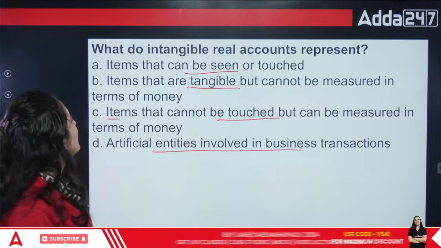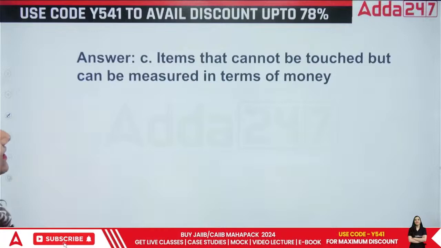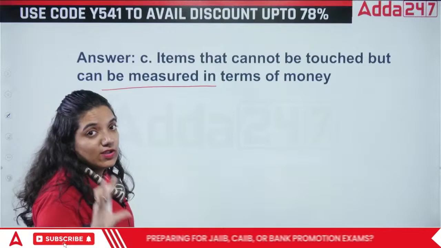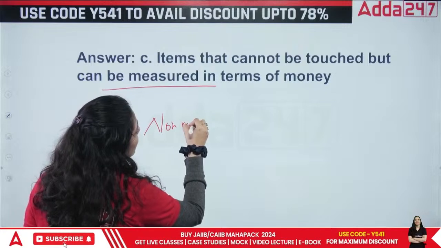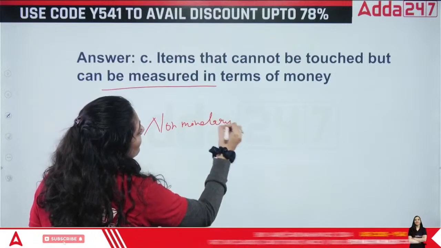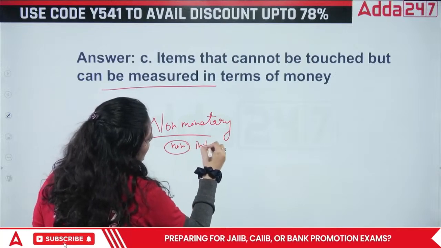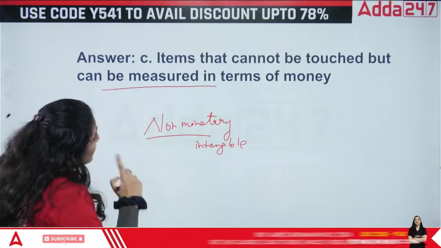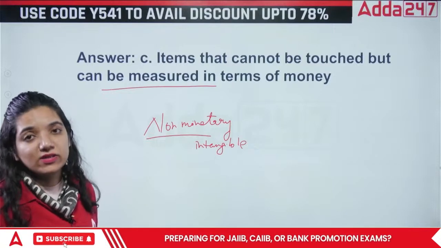So in this case, what would be the answer? The items which cannot be touched and can be measured in terms of money. In the book itself, there is a particular portion where they talked about intangible assets, and they said it is non-monetary, intangible, which cannot be touched. Intangible is the word. So this part has to be taken up. Items that cannot be touched but can be measured in terms of money.